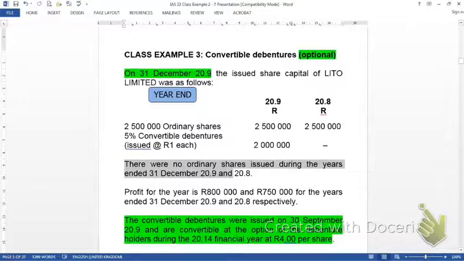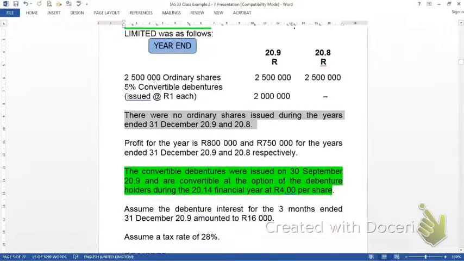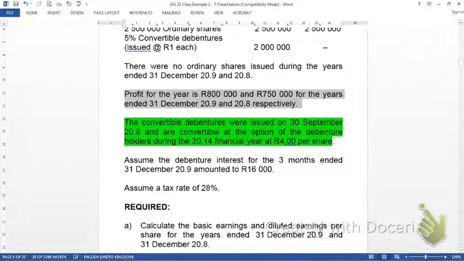The information here tells us there were no ordinary shares issued during the years ended on 31 December 20.9 or 20.8, so we know there are no adjustments there. The profit for the year was 800,000 and 750,000 for the years ended 31 December 20.9 and 20.8 respectively. Then the information that we are interested in.